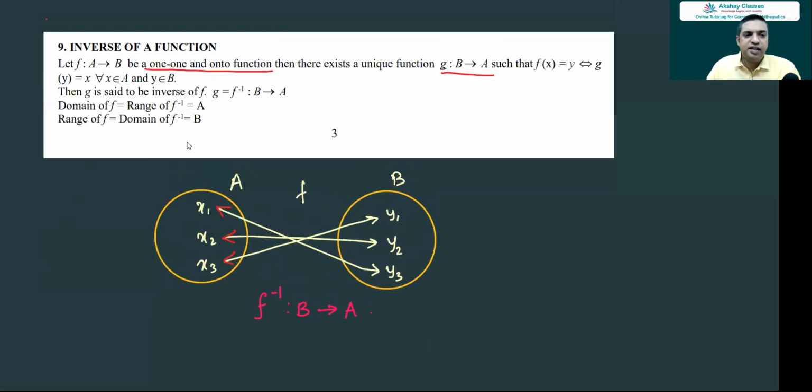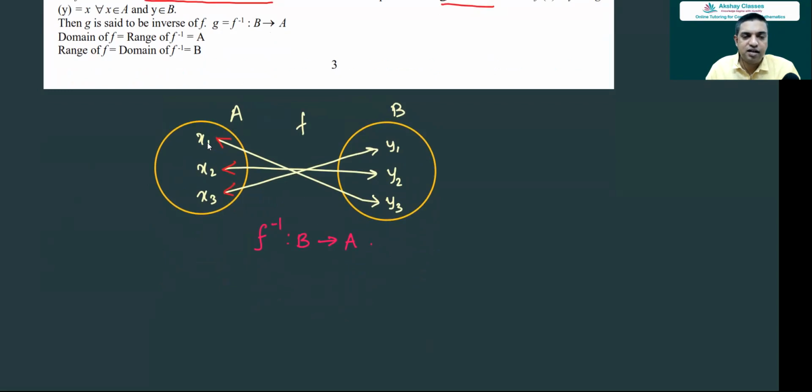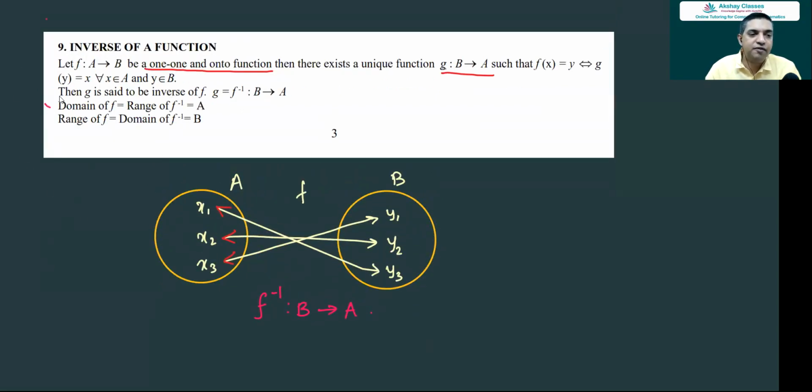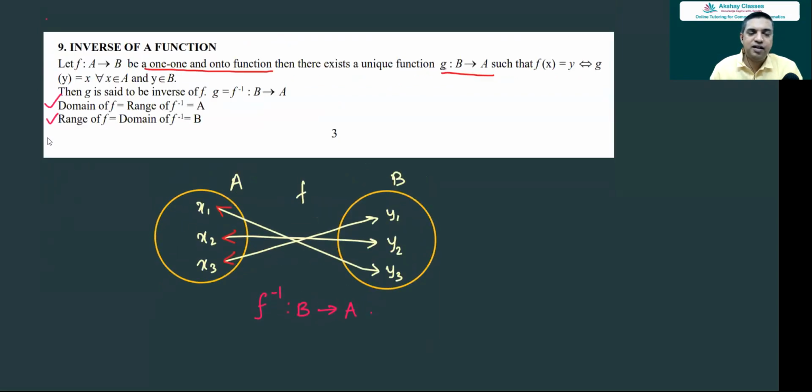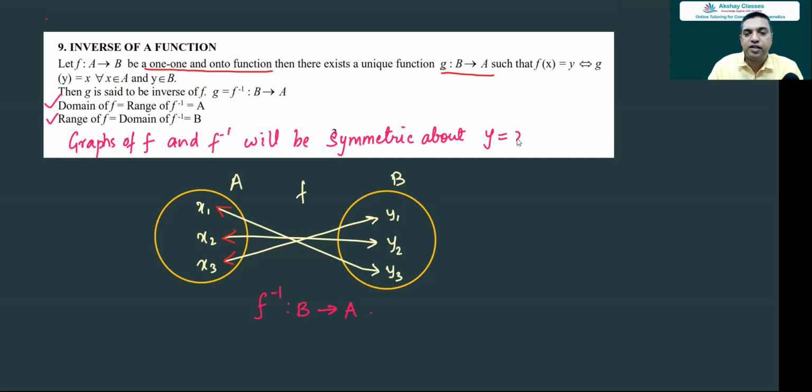Now, interesting things to note is, of course, your domain of f will be the range of f inverse, and the range of f will be the domain of f inverse. All right, and the functions will be symmetric. The graphs of f and f inverse will be symmetric about the line y equal to x.